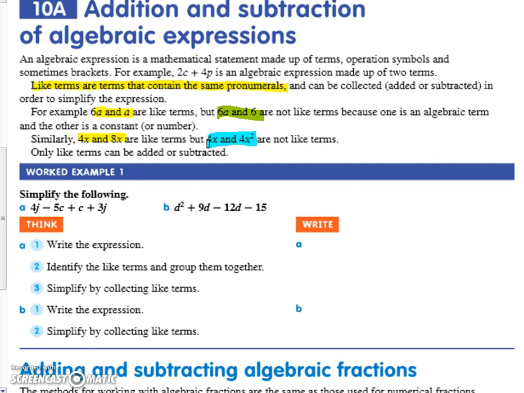Because 4x has only got one x. 4x squared actually has two x's. 4xx. Because it's x times x gives you the x squared. Okay? So they are not the same. And we'll look at that. But just get used to it.